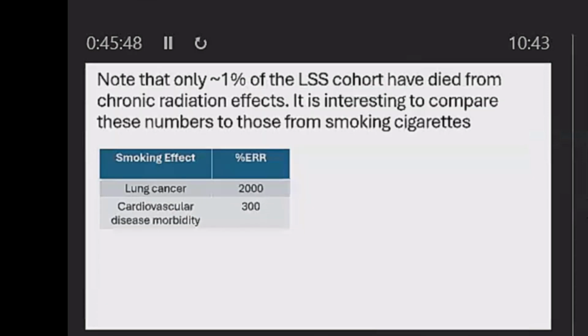Note that, as we've talked about before, only about 1% of the LSS cohort have died from chronic radiation effects. It's interesting to compare these numbers to those from smoking cigarettes. The ERR for smoking cigarettes for lung cancer is 2,000. That means you have 20 times the chance of getting lung cancer if you smoke. And cardiovascular morbidity is 3 times that, 300%.